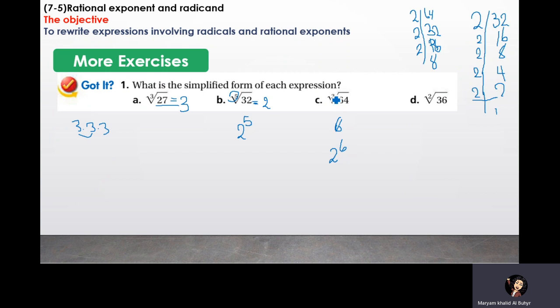And I have here 3. So what am I supposed to do? I can say that this is to the power 1 over 3. If I raise this power to this power, so that will be 2 to the power 6 over 3, which is 2 squared. That means the number that I'm looking for is 4. Check your answer by yourself: 4 times 4 times 4 will give me 64. Is that correct? If you check that, you will find that yes.